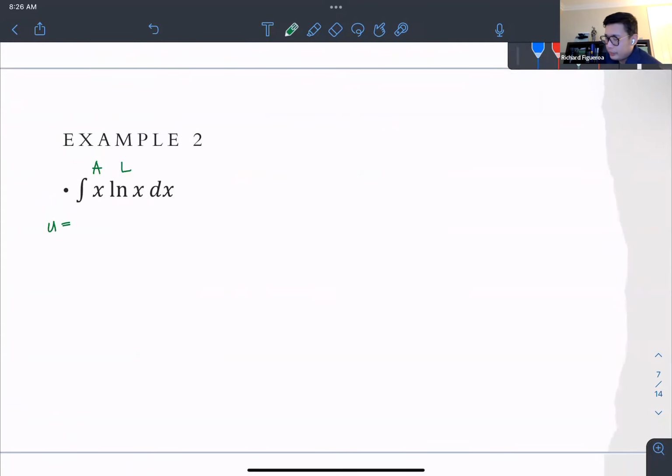For example, with this one. So which one will be our U? Logarithmic po, sir. Logarithmic. Okay. So nauna yun. So this should be ln x. Tapos ang dv natin, at since ln x ito, yung matitira, yun yung dv, which is x dx.